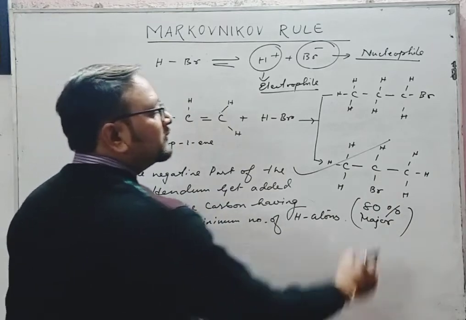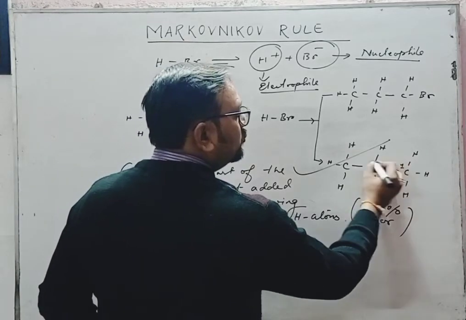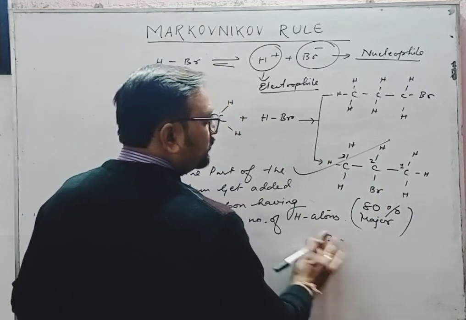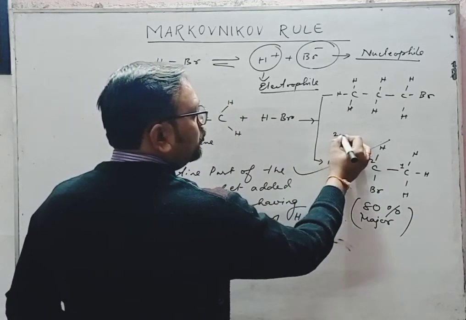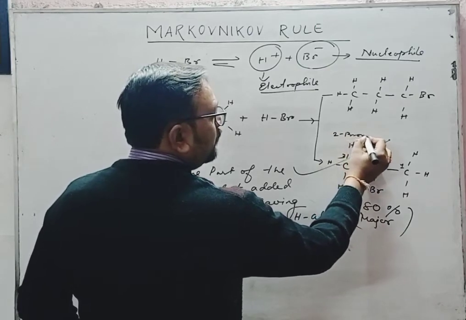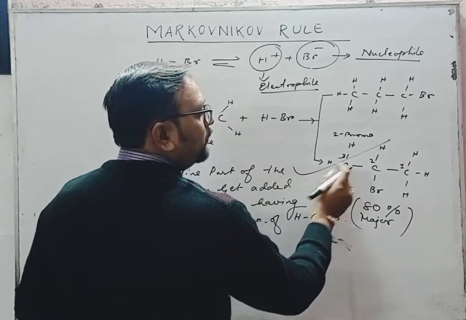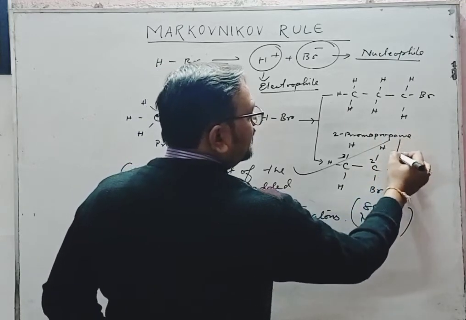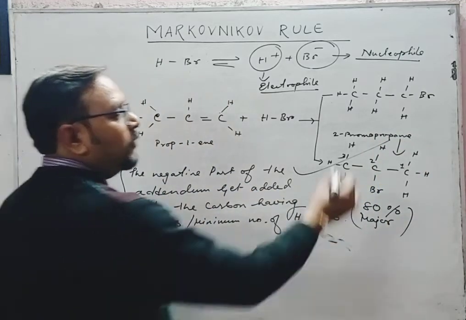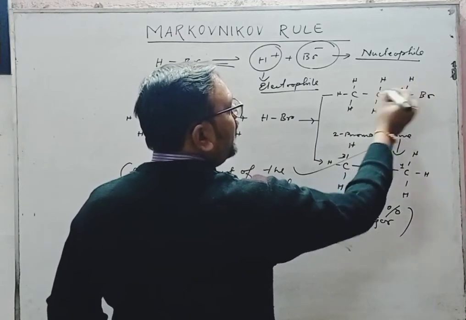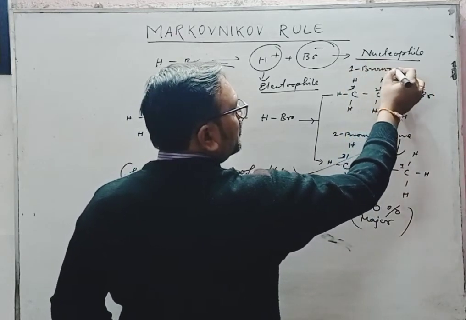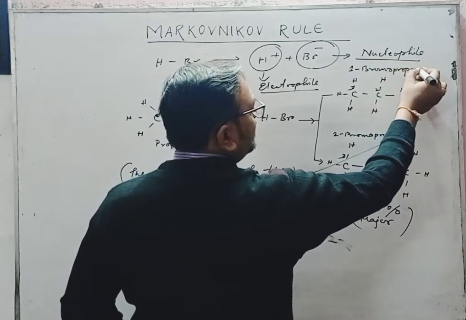Now what is the name of this compound? 1, 2, 3, do the nomenclature. 2-bromo, so here I am writing it, 2-bromo with prop, so propane. 2-bromopropane is the name of this compound. Now what is the name of this compound? 1, 2, 3. 1-bromopropane is the name of this compound.